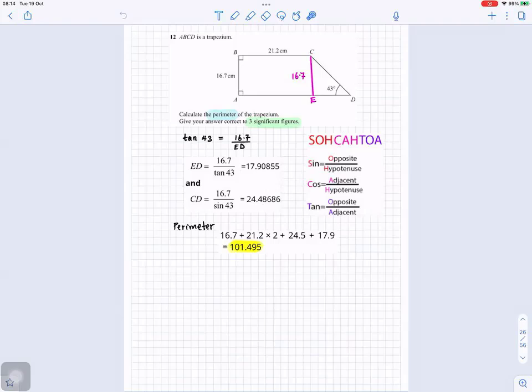So the perimeter is to add all of them. 16.7 plus 21.2 plus 24.5 plus 17.9. It gives you a total of 101.495. And to 3 significant figures, it will be 102.